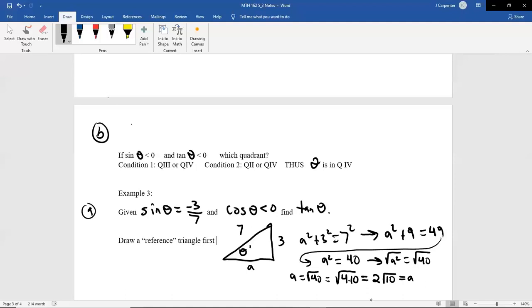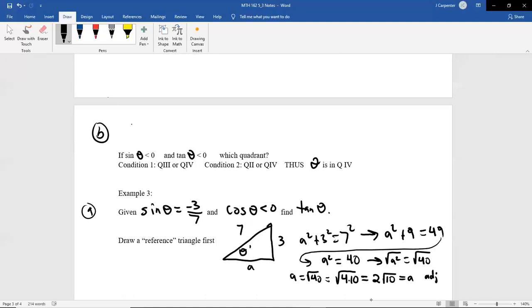That is the adjacent side to the reference angle. Now that we have A, which is the adjacent, we could find tangent with one extra feature. Tangent's supposed to be the opposite over the adjacent, so it would be the 3 over the 2 square root of 10, but maybe it's positive, maybe it's negative. It depends on the quadrant.